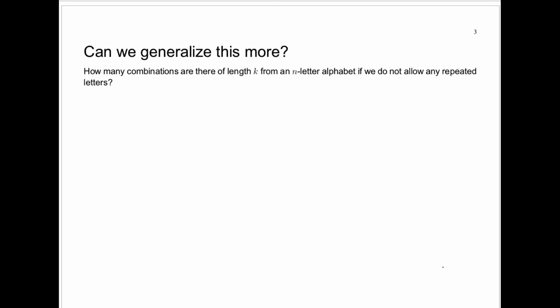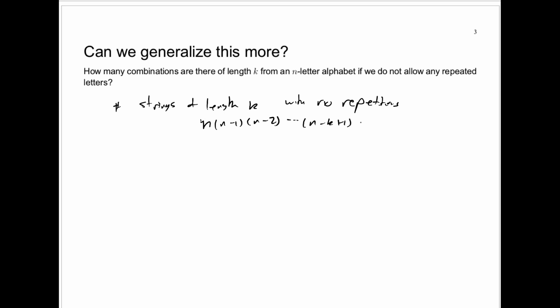Well, we're going to do the same thing as before. From standard problem number 2, we know that the number of strings of length k from the n-letter alphabet with no repeated elements, no repetitions, is just n times n-1 times n-2 all the way through n minus k plus 1. We have k different letters to pick, n choices for the first one, n-1 for the second, n-2 for the third, all the way down to n minus k plus 1 for the kth choice.